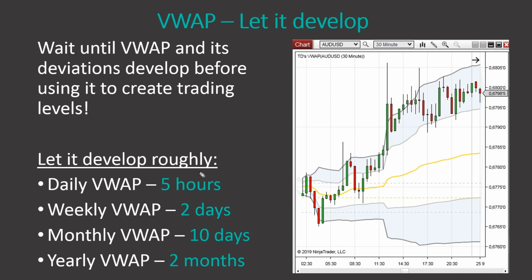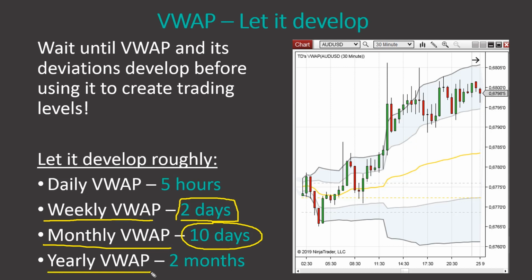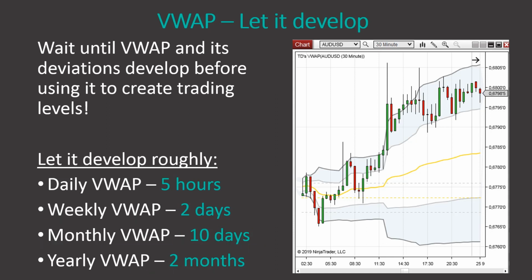All right. So this is the place where it's collecting data, where it's volatile, where you don't really want to trade with VWAP. Now, with a weekly VWAP, it's best to wait around 2 days. With monthly VWAP, it's 10 days. And with yearly VWAP, you want to wait the first 2 months of the year before you start trading with the yearly VWAP. Now, those are just rough numbers. You don't need to follow them, they are not set in stone, right? So this is just rough numbers which I'm using.